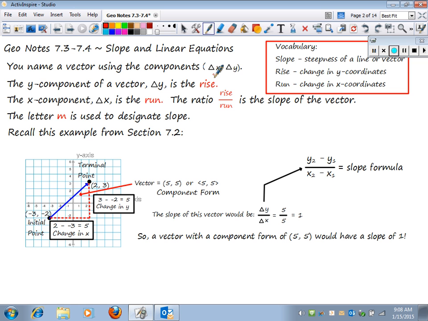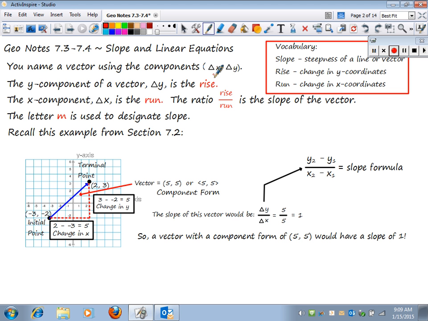Now you need to distinguish the difference between a vector and a slope. Okay, that's the key thing that we're looking at here. A vector is giving you direction. A vector is like a little treasure map telling you to go over 6 and up 2, or over x and up or down y. That's what a vector is. And it always follows alphabetical order. It's an x and then a y.